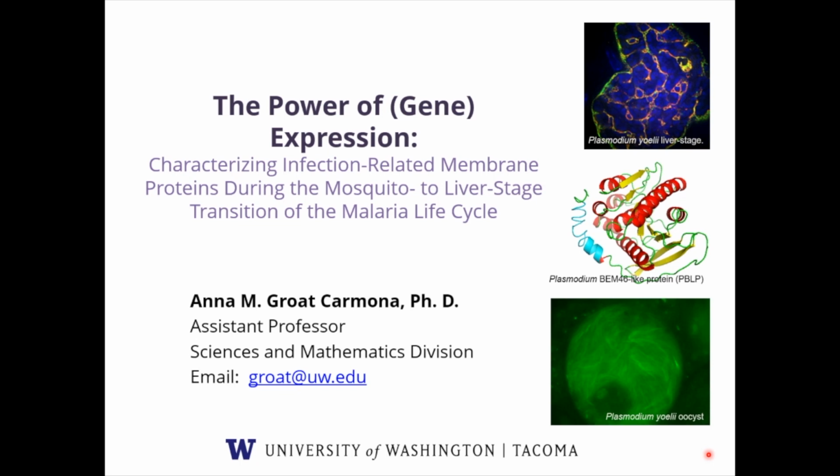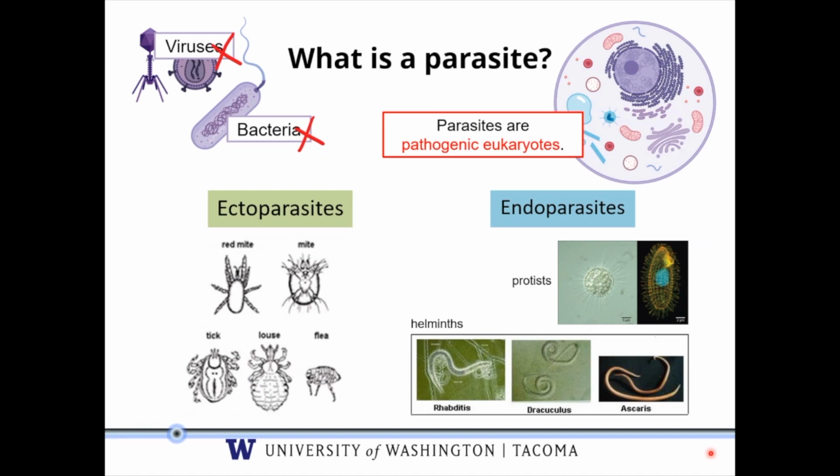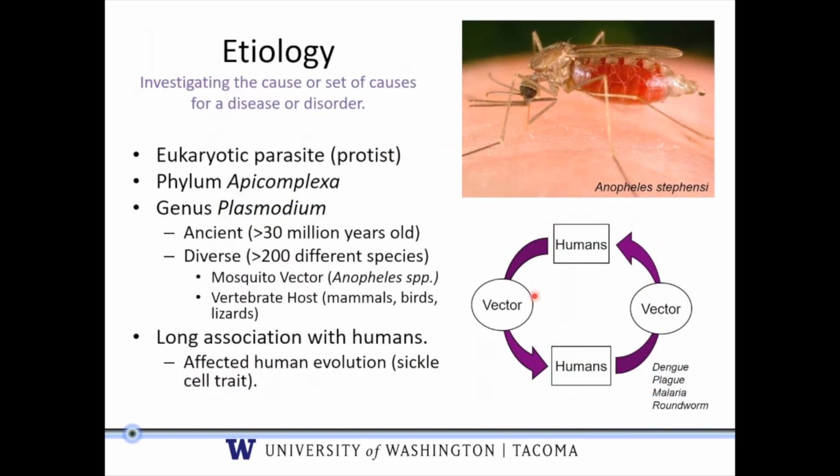And I am very grateful for the opportunity to talk to you guys about my work looking at the power of gene expression and how it relates to regulating the malaria life cycle. So first things first, malaria is actually transmitted by a eukaryotic pathogen, otherwise known as a parasite. And parasitology is a pretty broad field because it includes everything from ectoparasites like fleas and ticks to endoparasites. And even within this category, we have everything from multicellular worms, which we call helminths, as well as unicellular protists like the one that causes malaria.